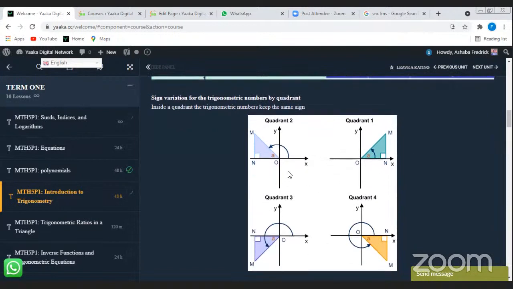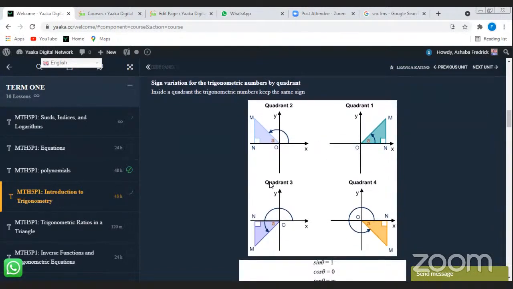So the ACTS is the one that is summarized by this image here, where we have all the ratios being positive in the first quadrant, and sine in the second, tan in the third, and then cos in the fourth quadrant. So that is the ACTS.